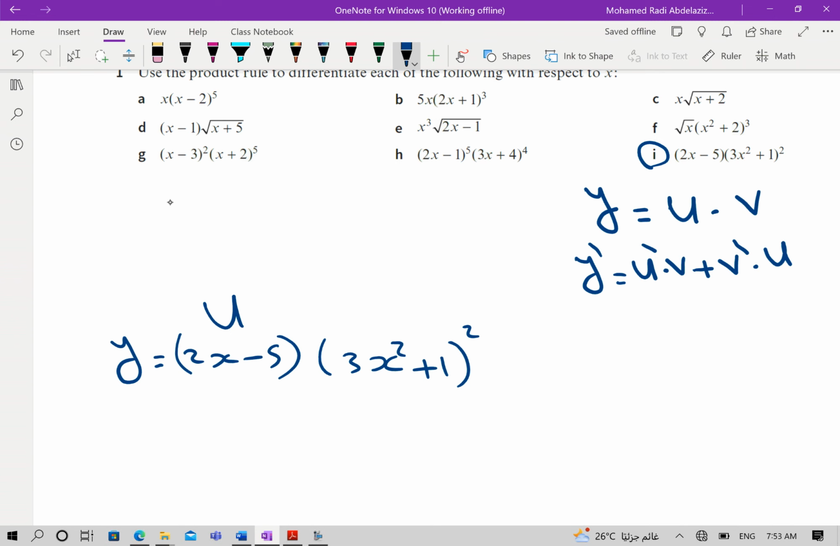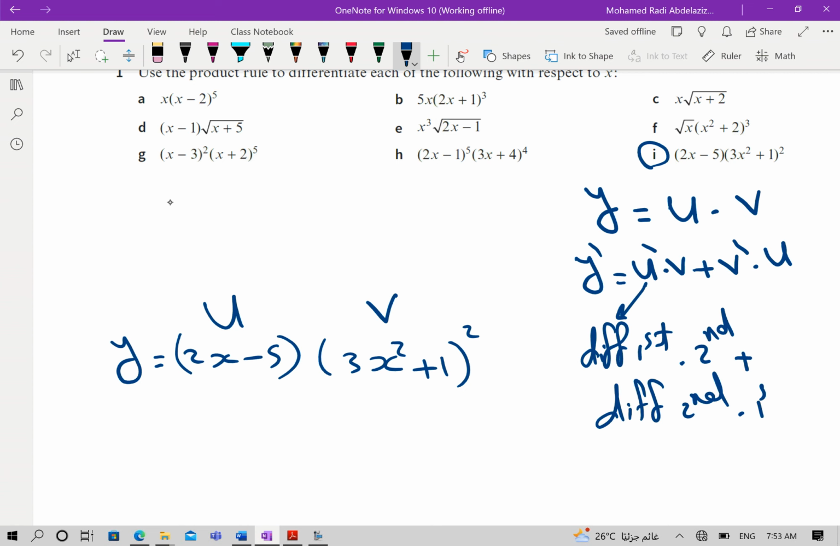Let's say the first one is u and the second one is v. Differentiation of first multiplied by second, plus differentiation of second multiplied by the first. So y dash is differentiation of first. What is the derivative of this function? Differentiation of 2x minus 5 is 2, multiplied by second, 3x squared plus 1 whole squared.